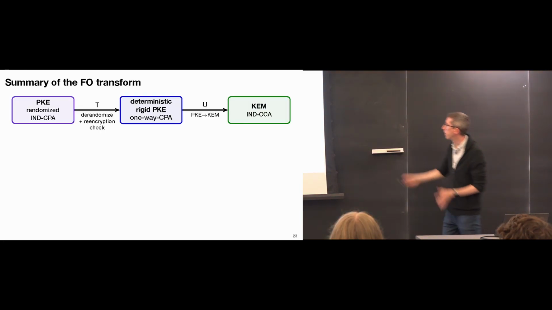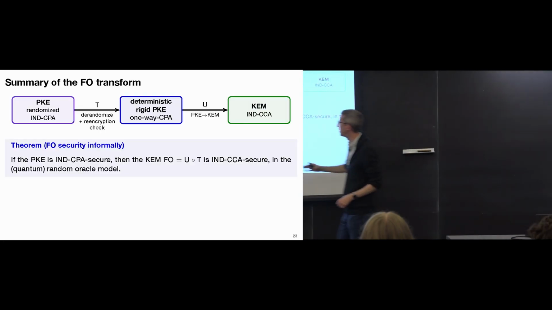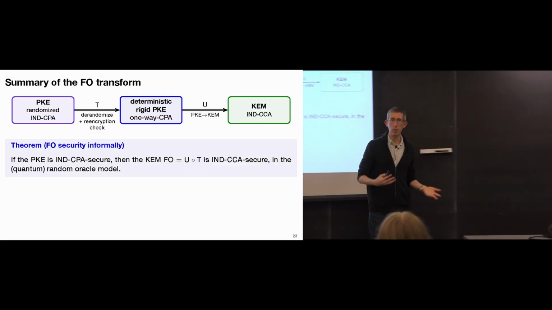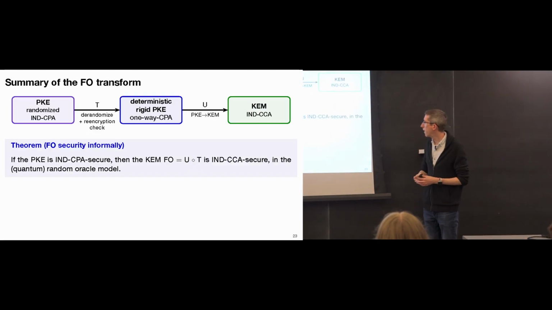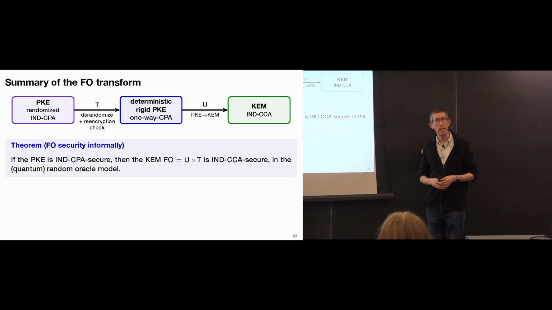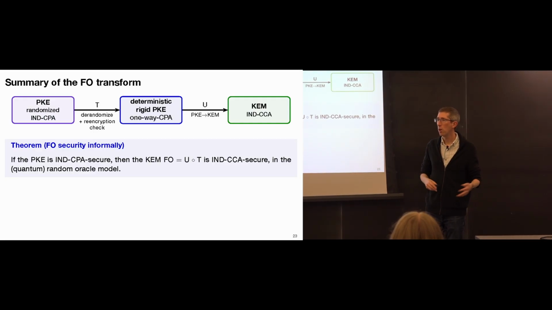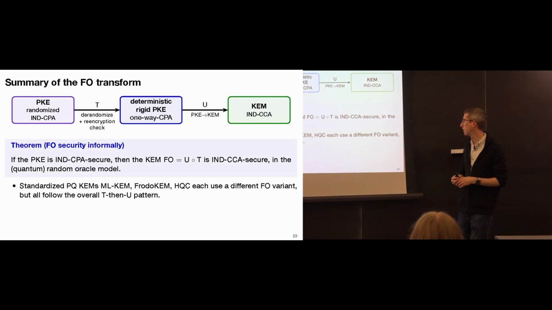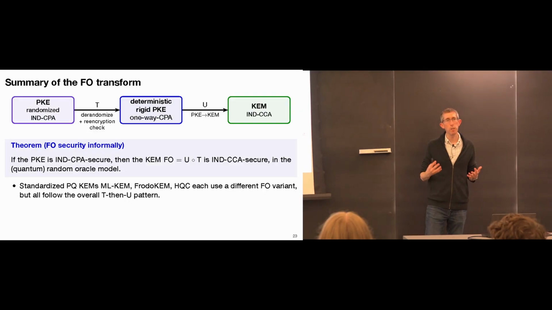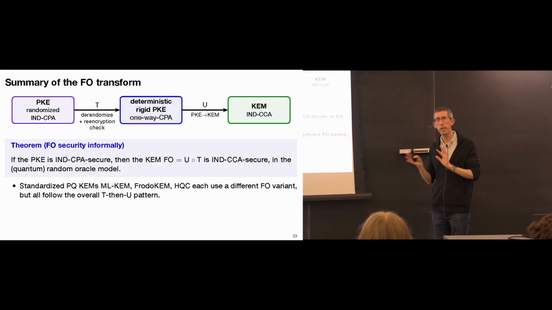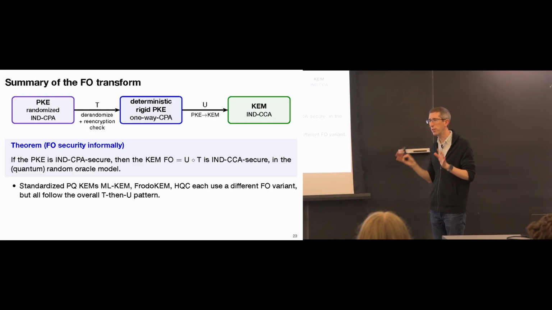All right, so this is the FO transform, and you can prove that this actually works. If the public key encryption scheme satisfies its weaker security property, then the composed thing satisfies our target strong security property. And you can prove this either in the random oracle model or the quantum random oracle model. And all of our standardized post-quantum KEMs use this construction, although each with a slight tweak, either for their own purposes or just because no one could get their act together.